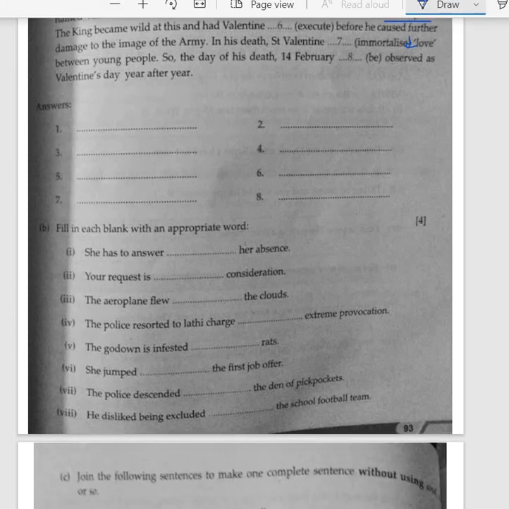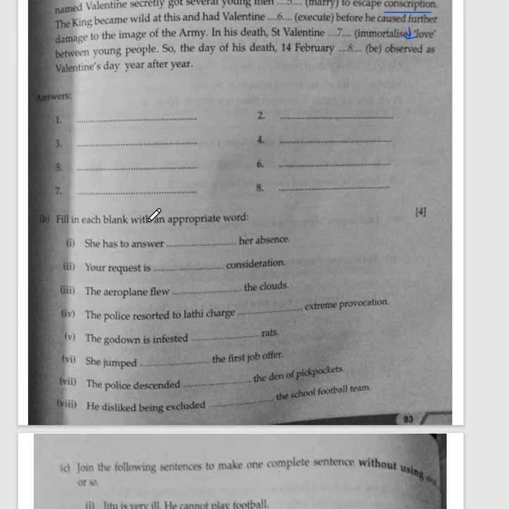Now the next one, B, where you will have to fill in the blanks with the appropriate word. She has to answer dash her absence. She has to answer for her absence. That will be the most correct one. Also, you can use here, she has to answer about her absence, but "for her absence" will be the apt one. Next one, your request is dash consideration.